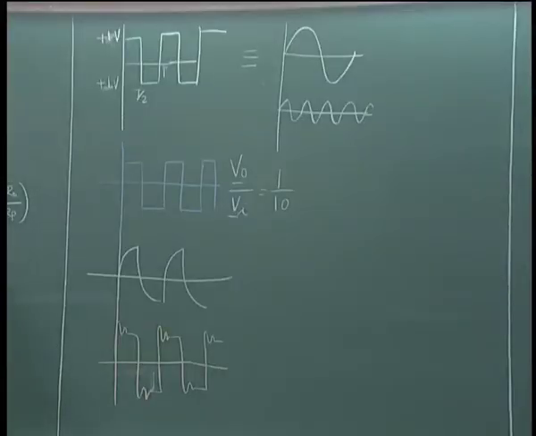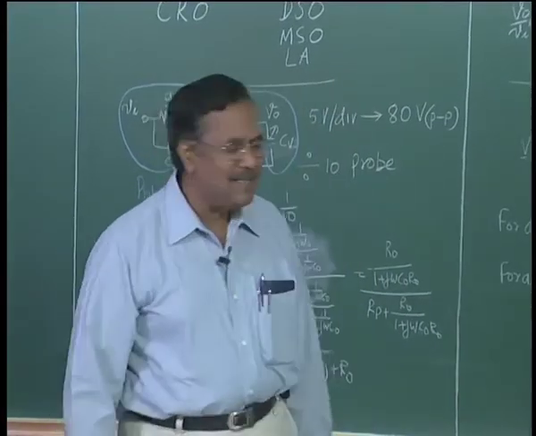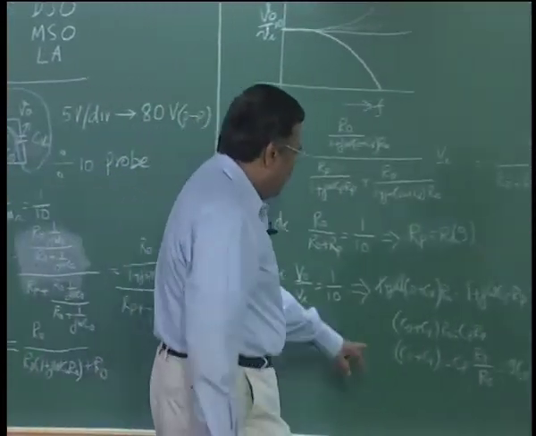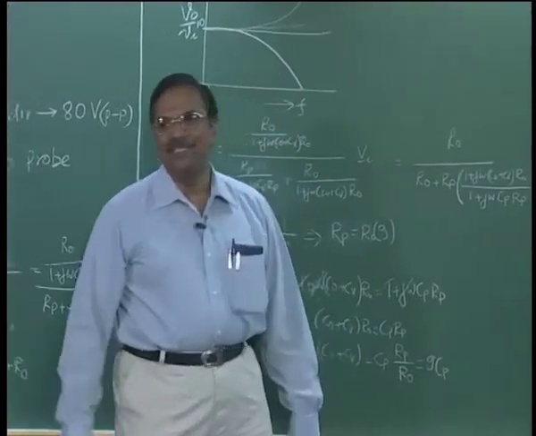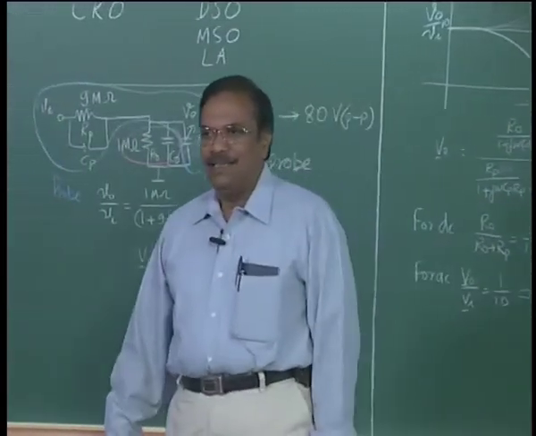It is the same whether it is a 1 by 10 probe or a 1 by 100 probe. The only thing is, in the 1 by 100 probe, C naught plus CV must be 99 times Cp. That is the only difference.